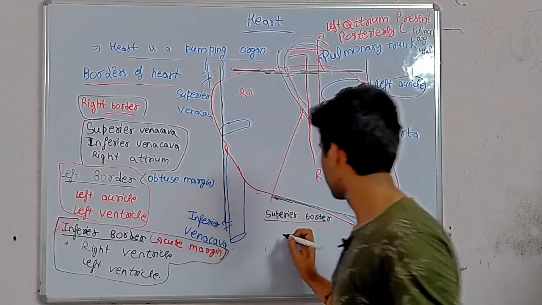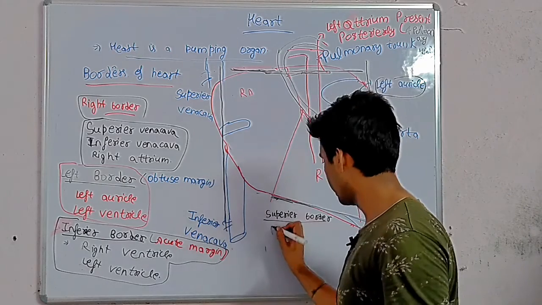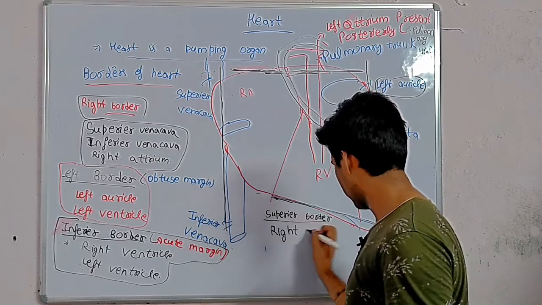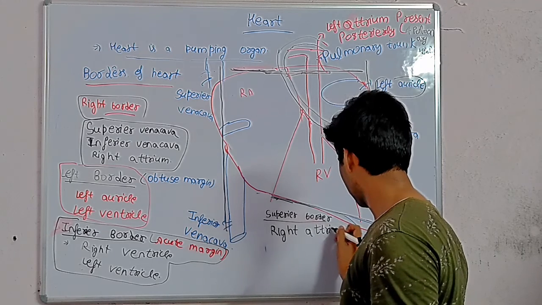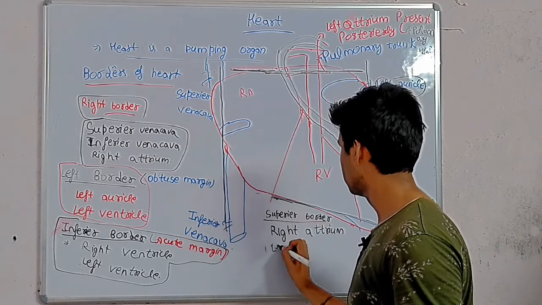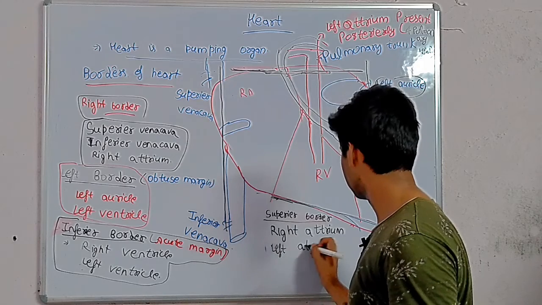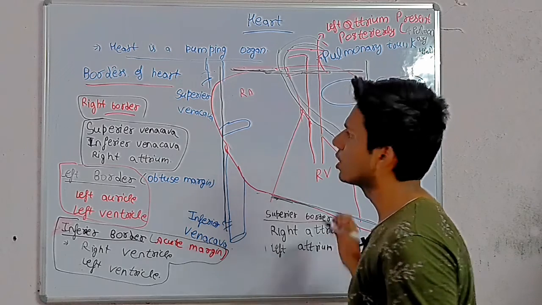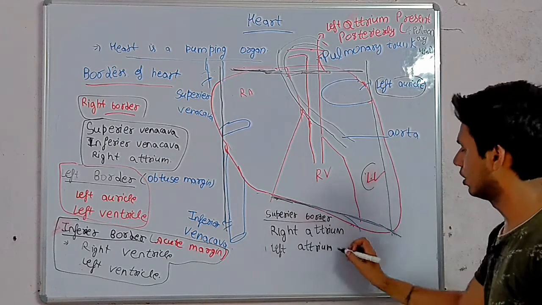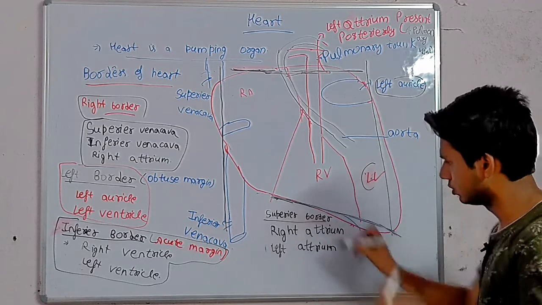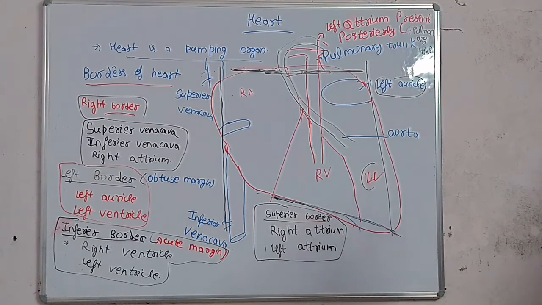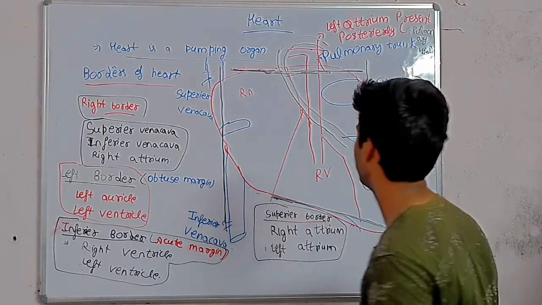This forms superior border, containing right atrium and left atrium, but not much defined and covered by vessels, pulmonary trunk, arch of aorta, superior vena cava. They also cover this border. So these are the four borders of heart. So some surfaces and some borders of heart are formed.